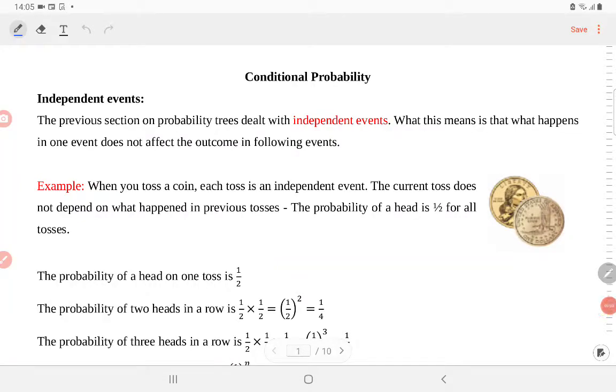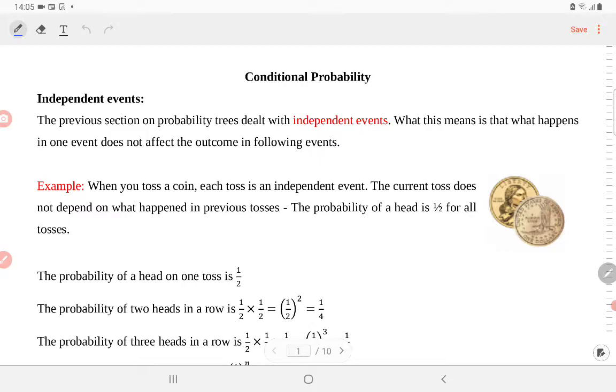In this lesson, we'll deal with conditional probability. Let's outline independent events and dependent events before we start. The previous section on probability trees dealt with independent events. What this means is that what happens in one event does not affect the outcome in following events.